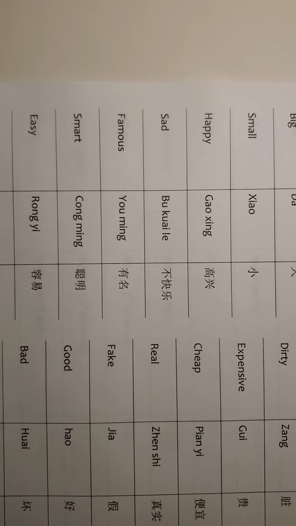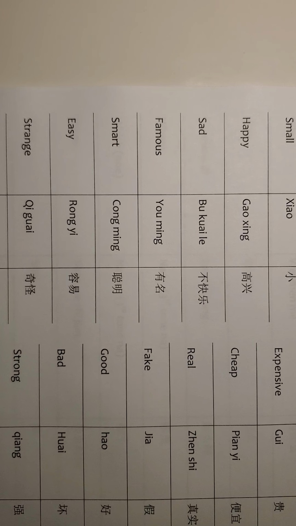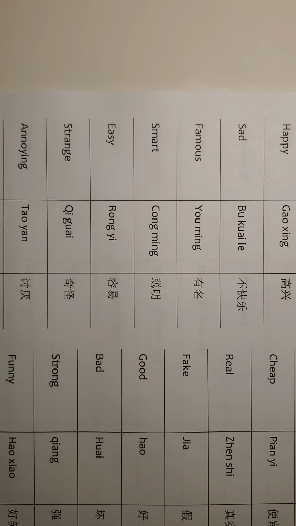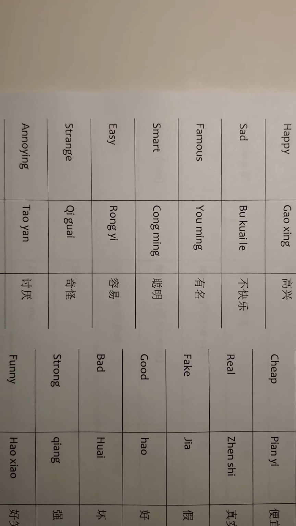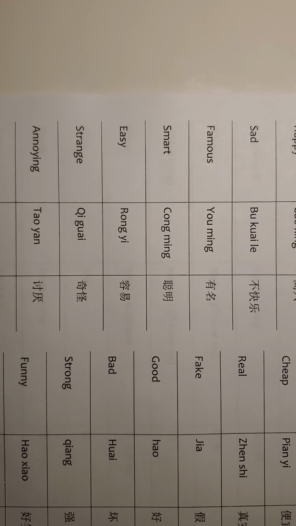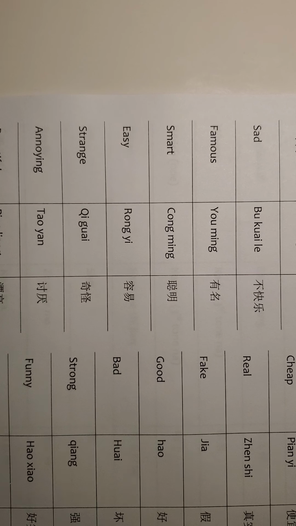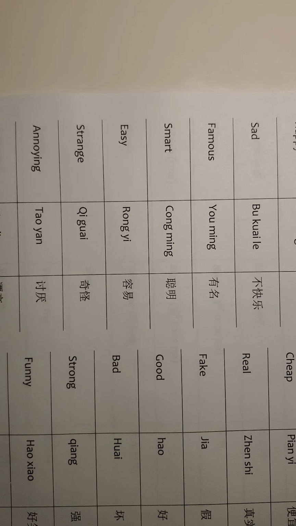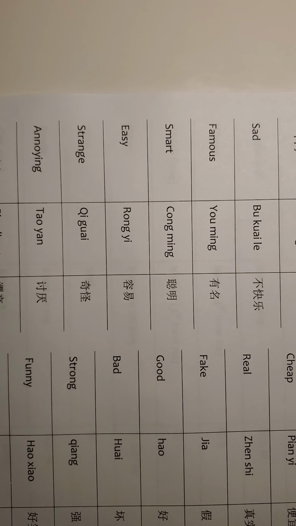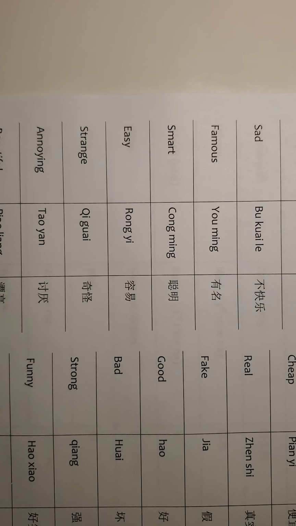不快乐. 有名的. 聪明. 你很聪明. 容易. Also, we can say 简单, not to confuse you. Easy as in the word easy, only the word easy. 容易. But when you want to say simple and easy, you say 简单. 简单 is more like simple, but in the sense of easy.